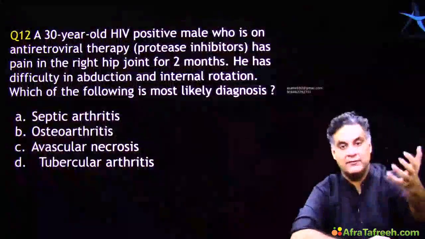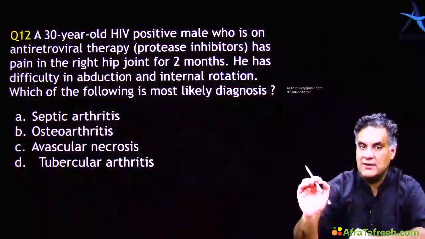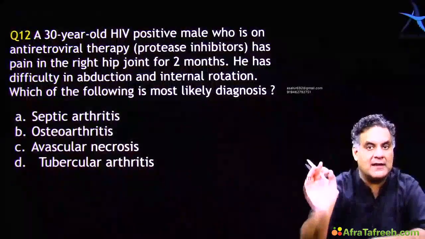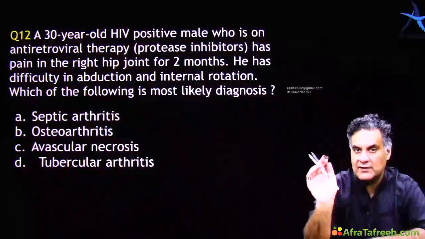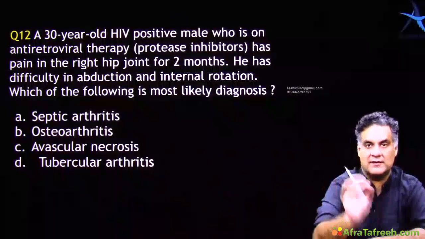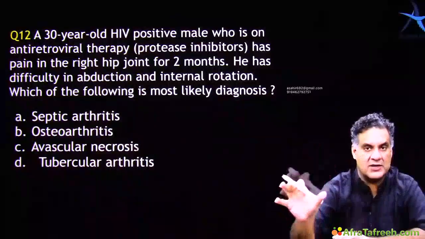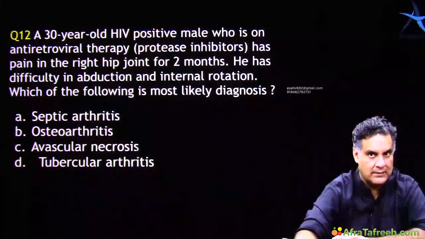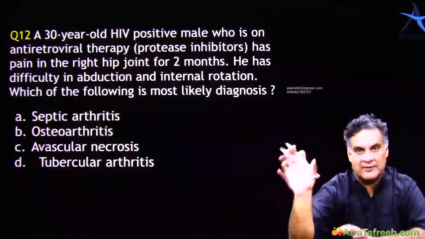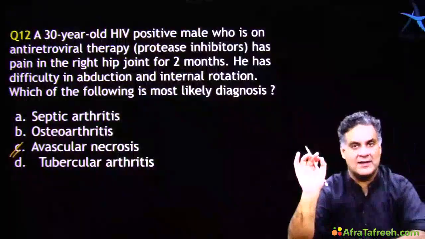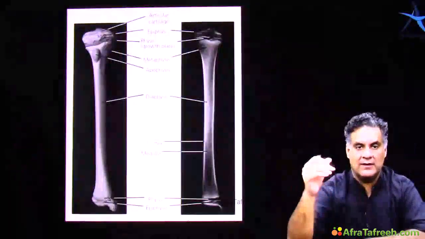Similar question, but very different. Same age, HIV, on antiretroviral therapy, protease inhibitors, has pain in the hip, but there is limitation of abduction and rotation. Whenever these two movements are limited, as I told you in the first part, there is a loss of sphericity of the hip, a change in the shape, and this is not TB hip. On protease inhibitors, the vascularity can be compromised, causing a predisposition to avascular necrosis, which is the answer here. We'll talk about AVN later.